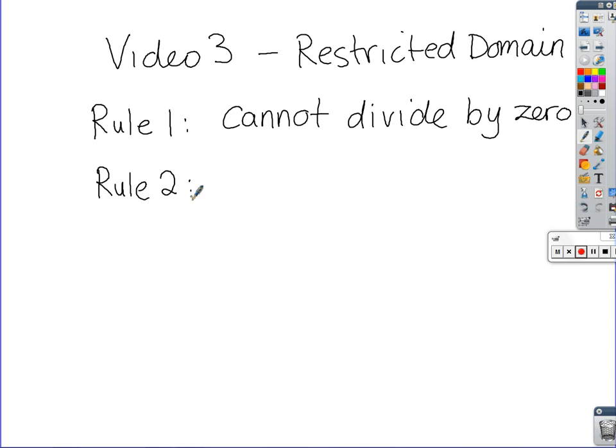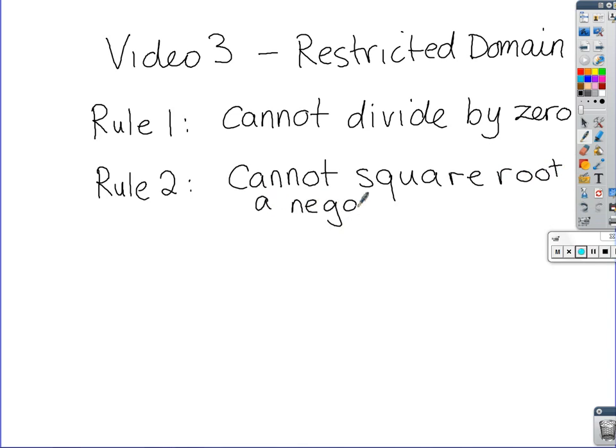we cannot square root a negative number, so we can only put values of x in that makes the number under the square root sign positive or 0. Cannot square root a negative number. So use these two rules.